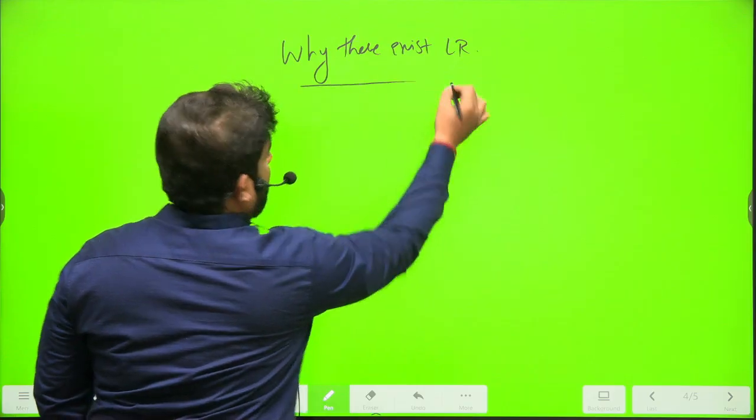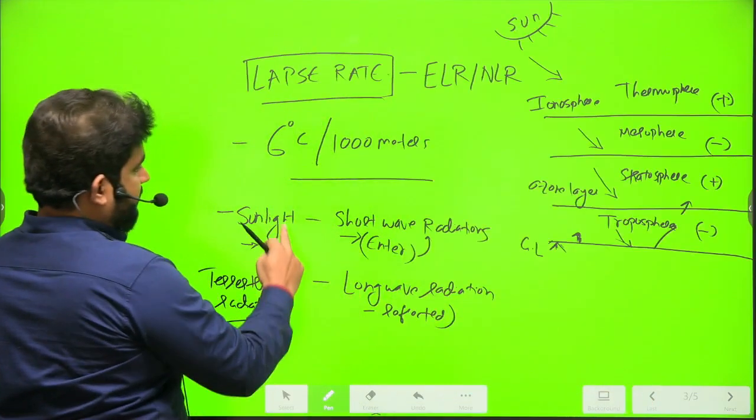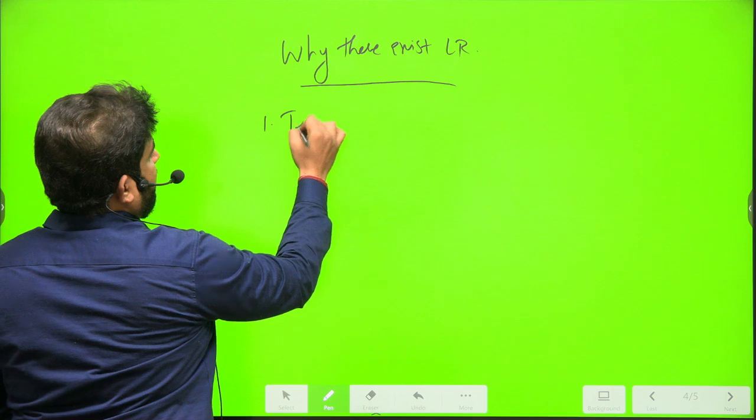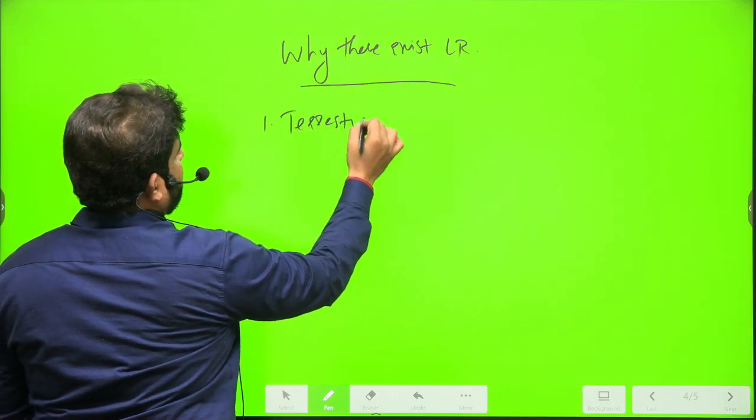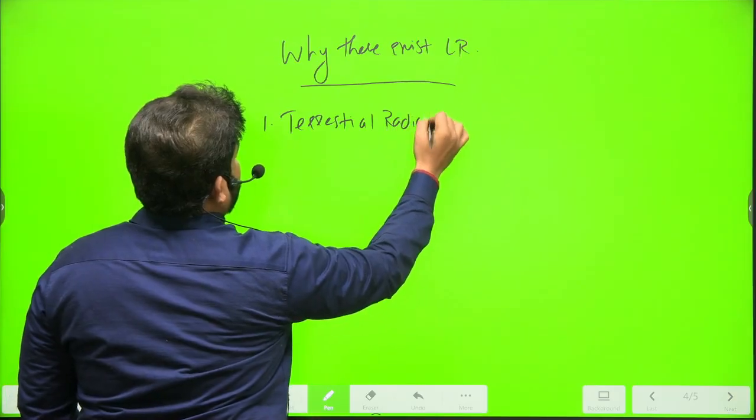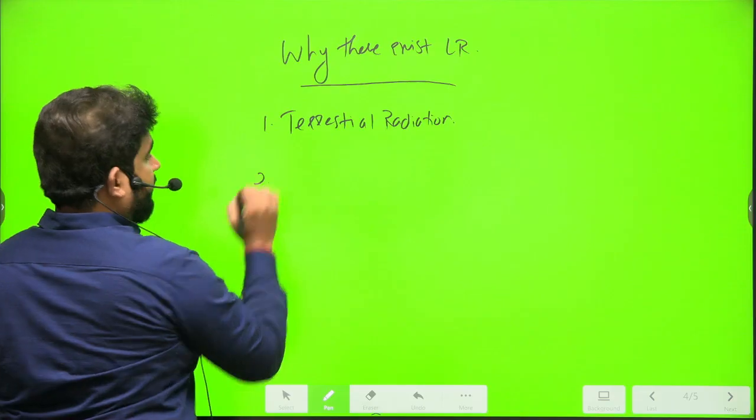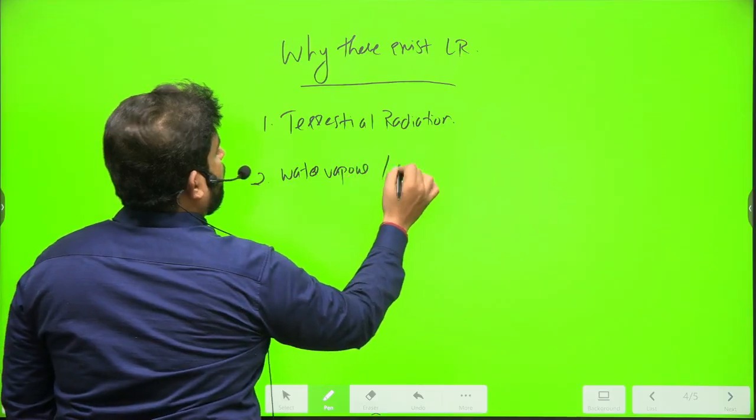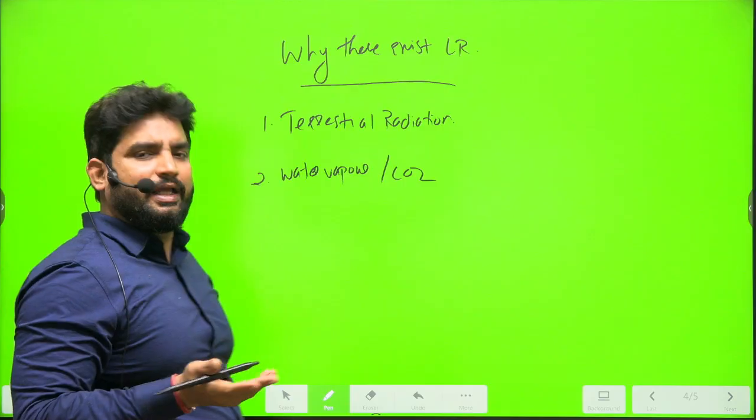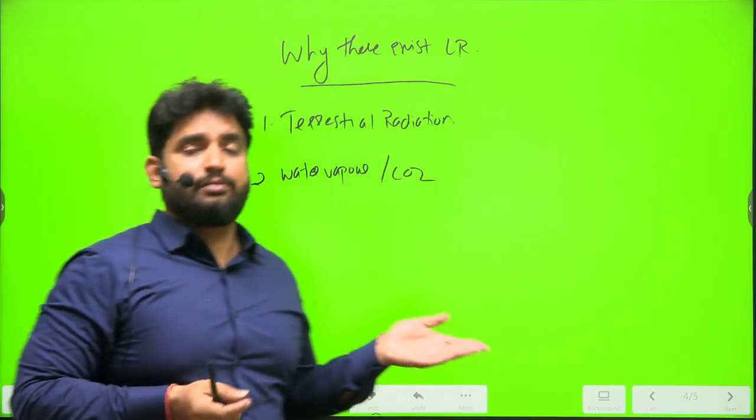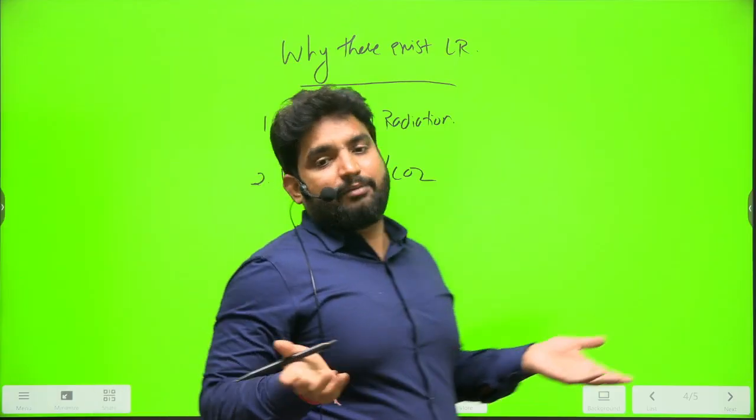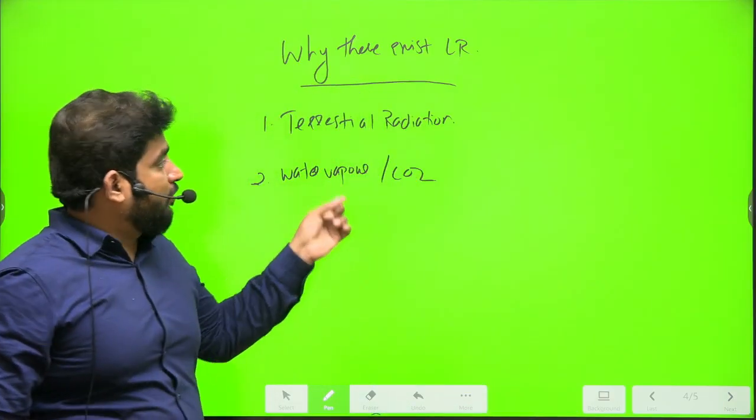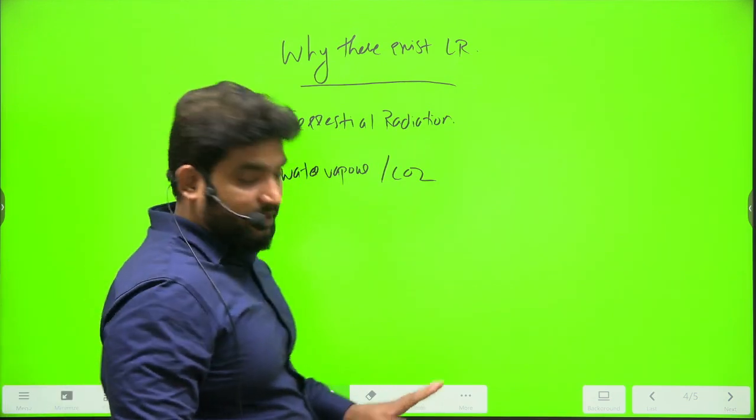The first reason I have already told you in the past slide: the terrestrial radiation. What could be another reason? Just think about it. The other reason is the presence of water vapor and CO2. This could be because of anthropogenic, that is man-made, reasons, or natural reasons also. The concentration of water vapor and CO2 in the lower level is the highest.